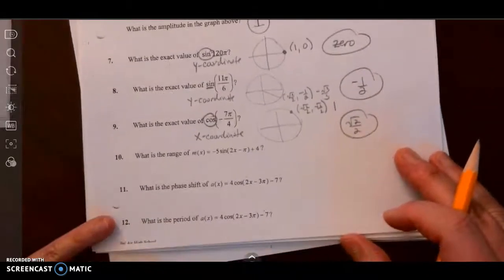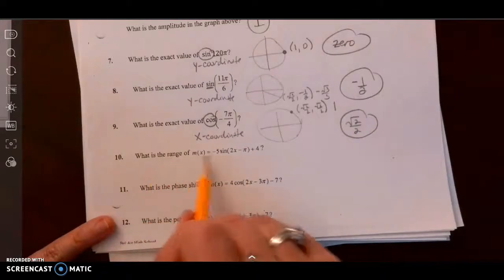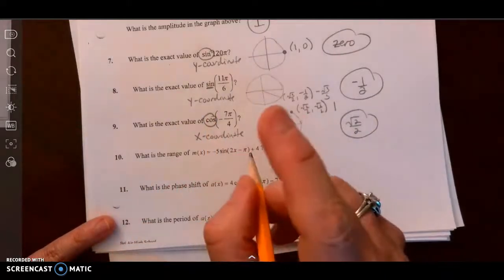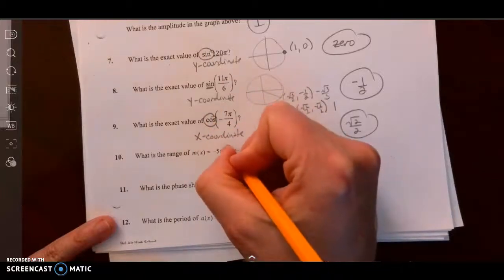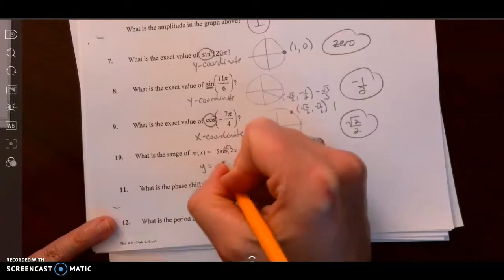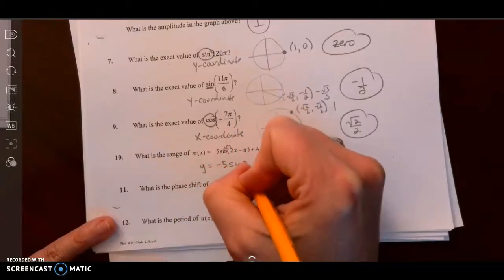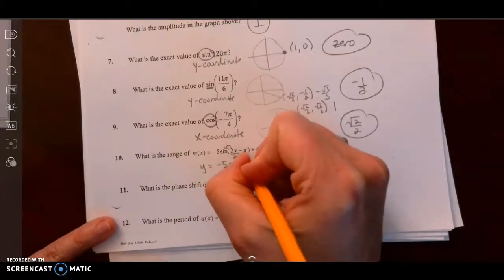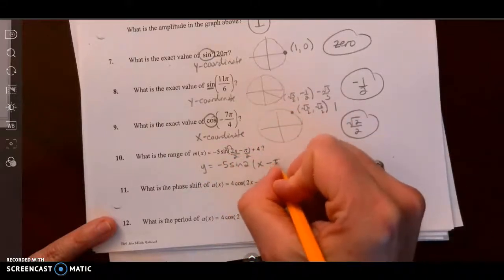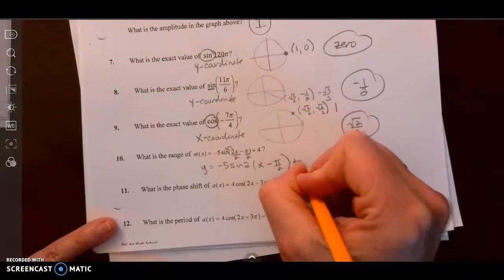Okay. Let's look at this one. What is the range of this equation? First, I notice it's not in standard form yet. I need to pull that 2 out. So y equals negative 5 times the sine of 2. Since I'm pulling the 2 out, I have to divide by 2. So I get x minus pi over 2 plus 4.